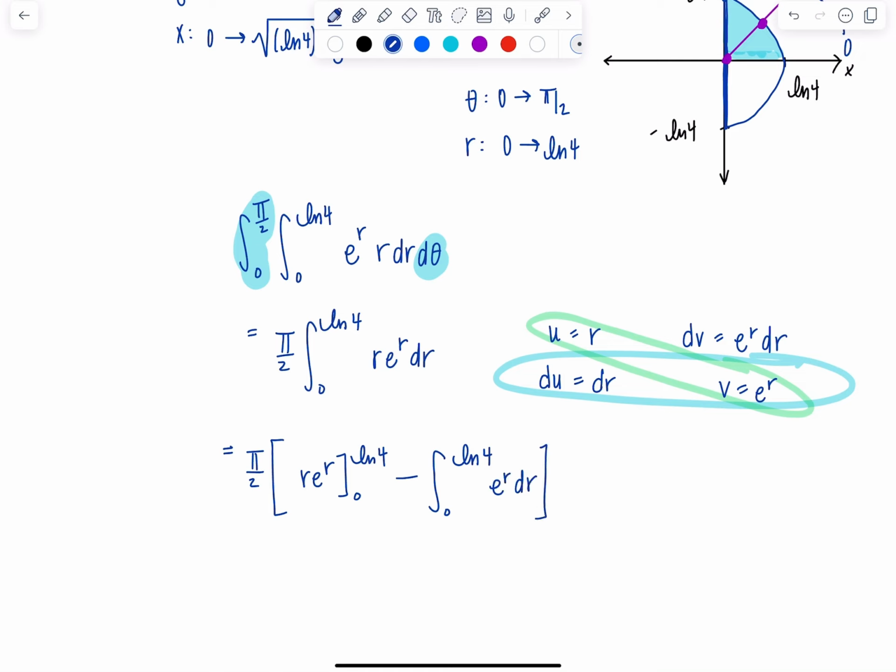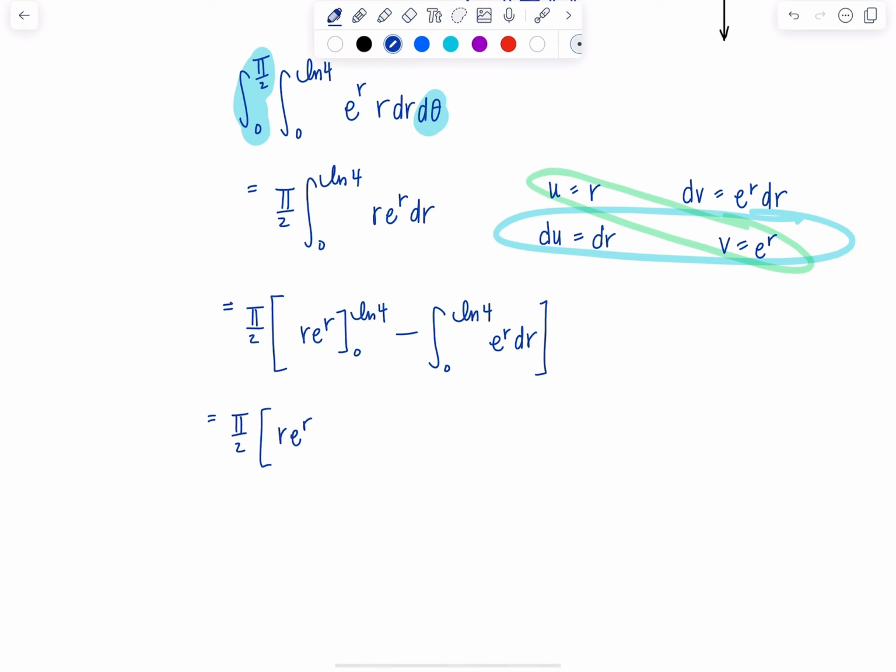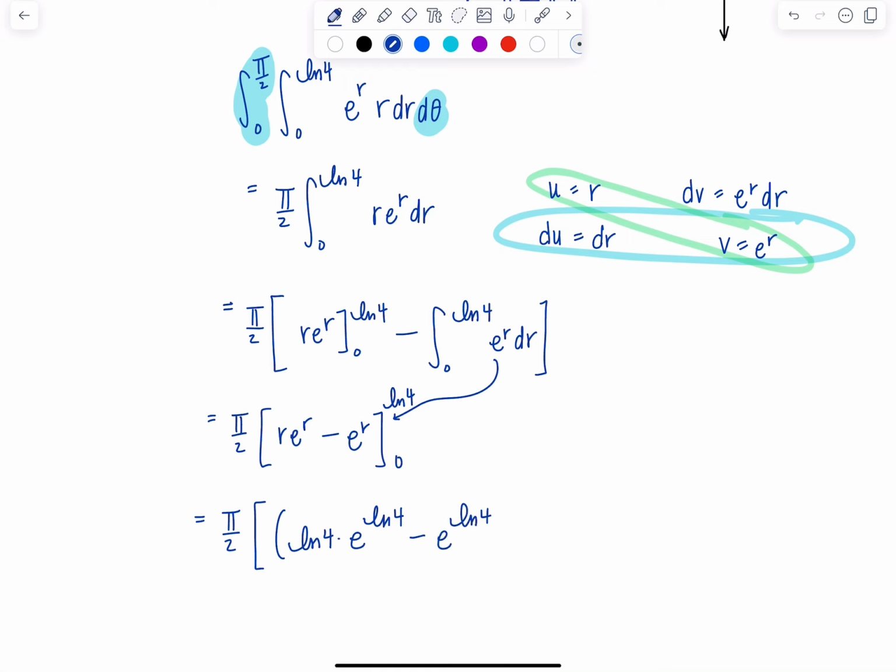Can you do that integral? I certainly hope so. Pi over 2 times, I'll evaluate everything in the next step. So r e to the r minus, this antiderivative is just e to the r, and then we're going from 0 to natural log of 4. Okay, let's see. Pi over 2 times, this is ln of 4 times e to the ln of 4. Oh, now it's making sense, right? How nice that we have ln of 4. Upper limit minus lower limit, 0 times e to the 0 minus e to the 0.